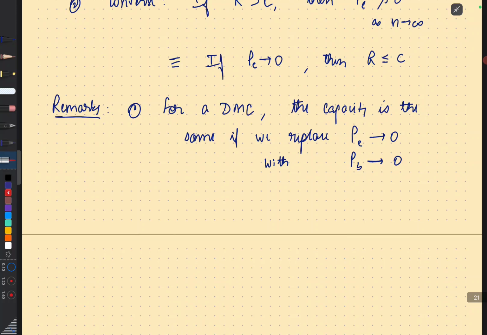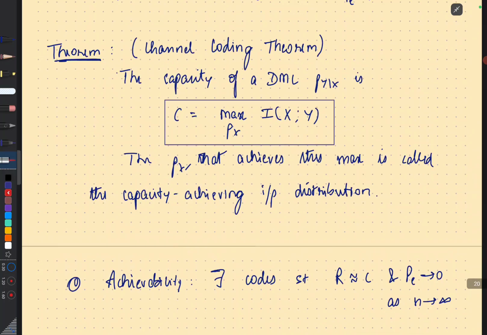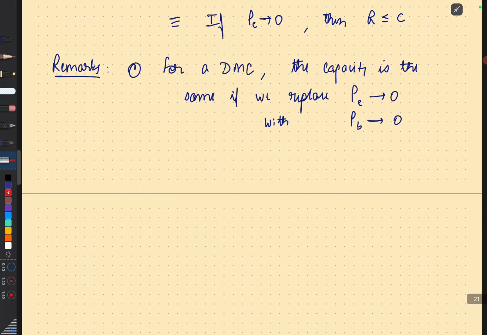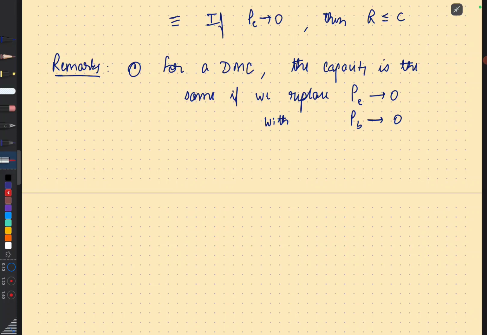Now, suppose I relax this. I'll say that I don't want the entire block to be recovered correctly. All I want is that the bit error probability should go to 0. Okay, which is a weaker requirement than the block error probability going to 0. Right? But it turns out that even under this weaker requirement, the maximum rate of reliable transmission is still equal to the same quantity. Okay, and this happens for a discrete memoryless channel. If the channel is not memoryless, then I don't give this guarantee. It could be the same, it may be different.